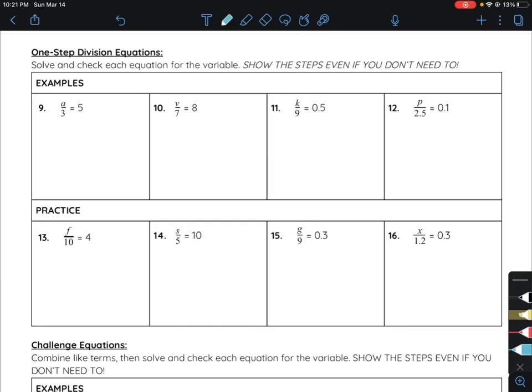Let's take a look at division equations. Again, we're focusing on showing the steps, the process, not just on getting the answer. So try to follow along with the process step by step.